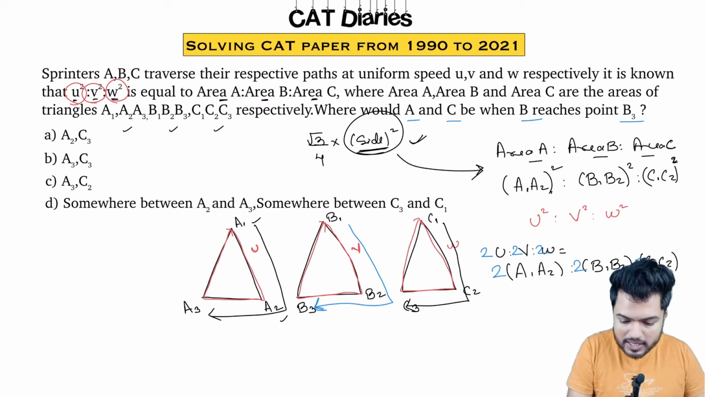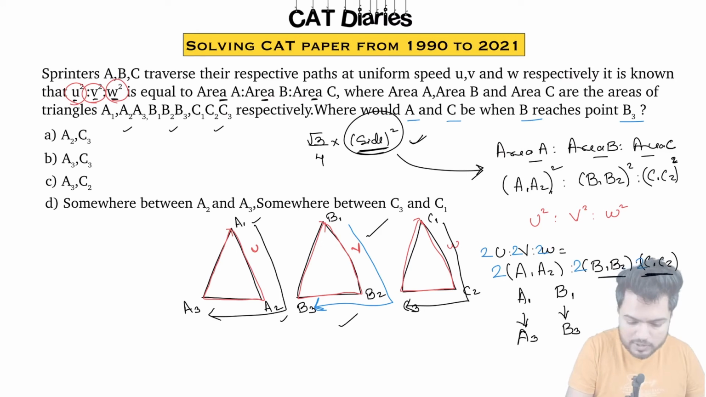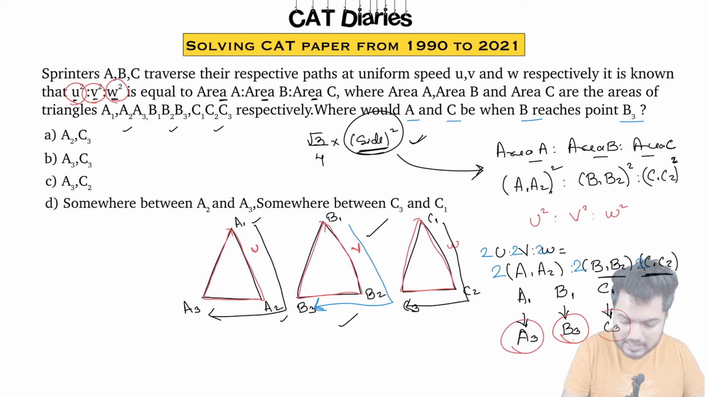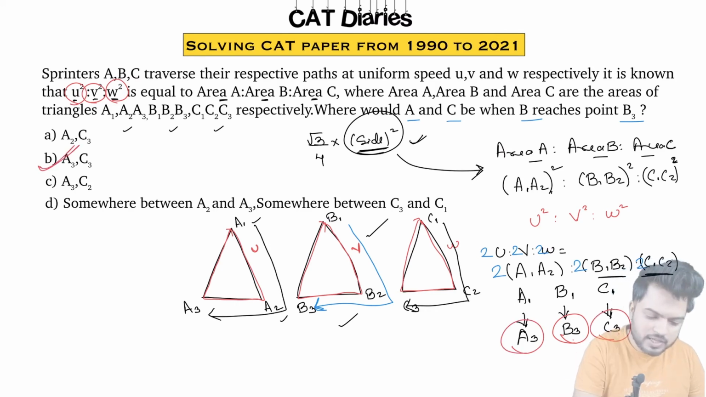So when A goes from A1 to A3, B will go from B1 to B3. It will also travel two sides. Traveling two sides means B1 to B3. C will also travel two sides. So C will go from C1 to C3. That is what is being asked here. When B reaches point B3, A reaches point A3 and C reaches point C3 respectively. So the answer would be B.